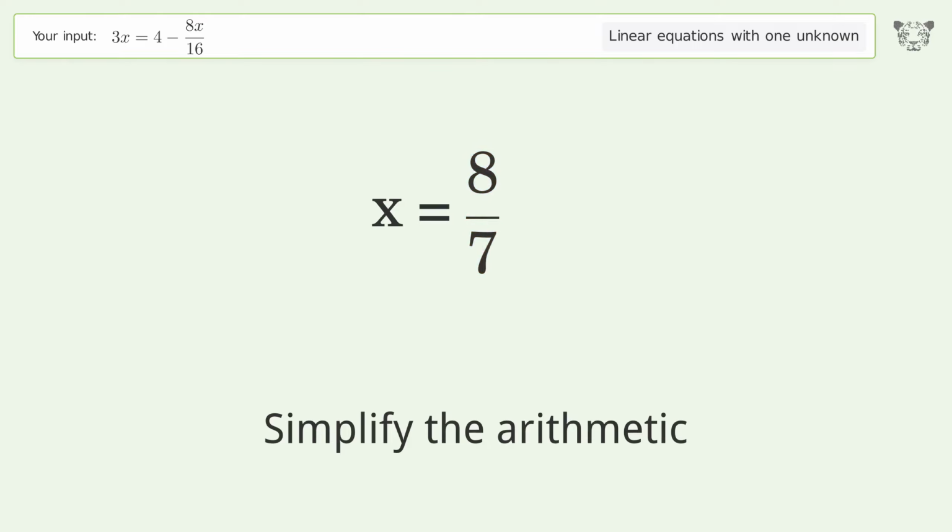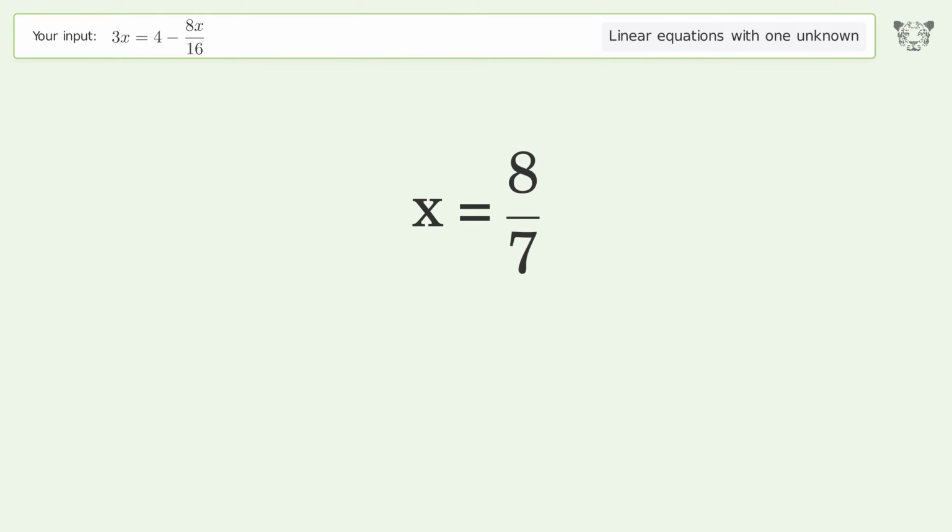And so the final result is x equals 8/7.